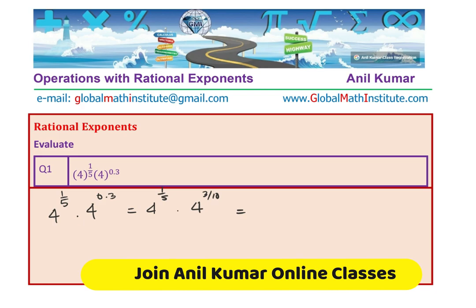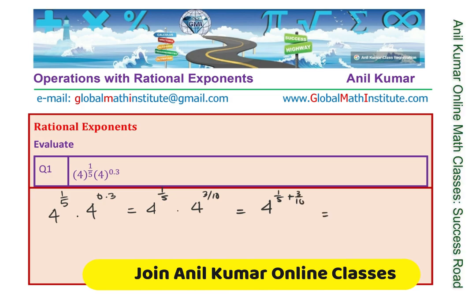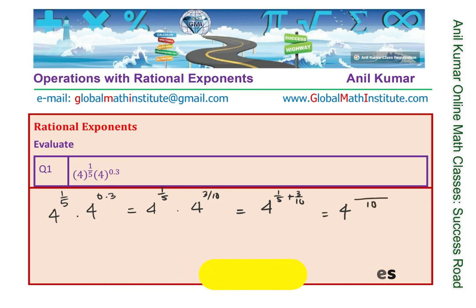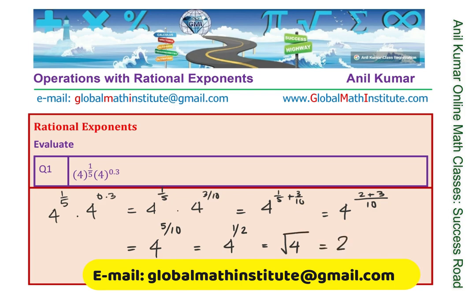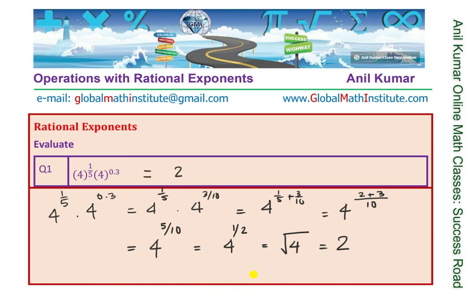So now, since the base is same, we can add the exponents. So we can add 1 over 5 and 3 over 10. 10 being a common denominator, we get 2 plus 3, which is 5. So we get this as equal to 4 to the power of 5 over 10, which basically is 4 to the power of half, or square root of 4, right? And as you know, square root of 4 is 2. And therefore, this expression is equal to 2.